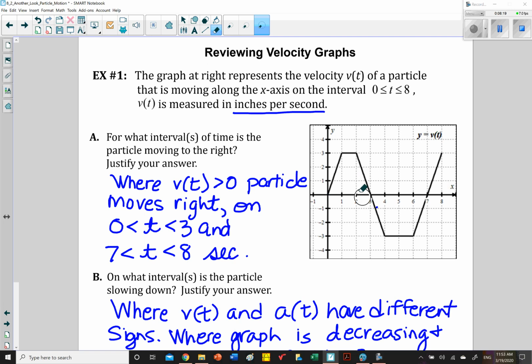Now part D, on what time interval is the acceleration 0? Justify your answer. Acceleration would be 0 where velocity is constant. And there are 2 places where velocity is constant, right here from 1 to 2, and right here from 4 to 6.